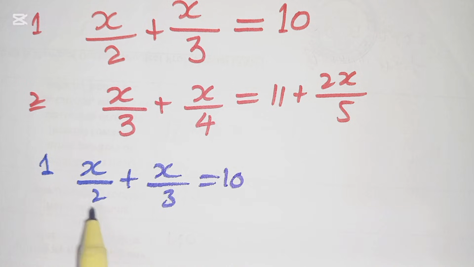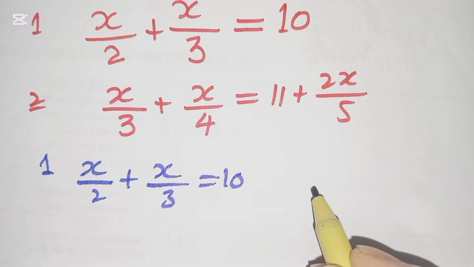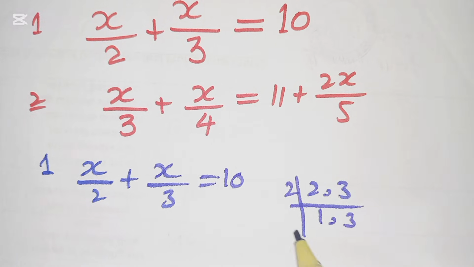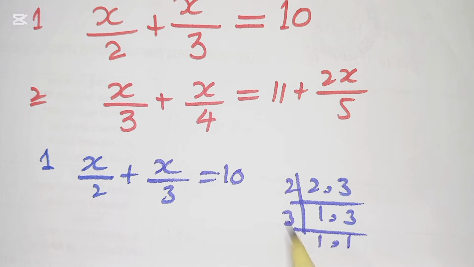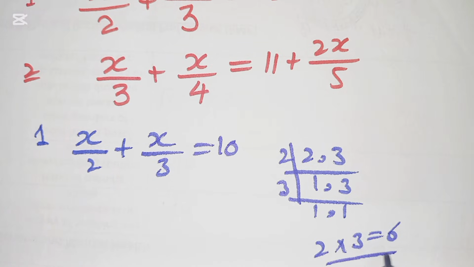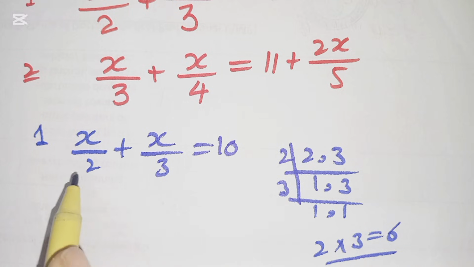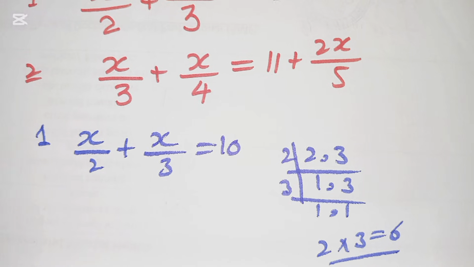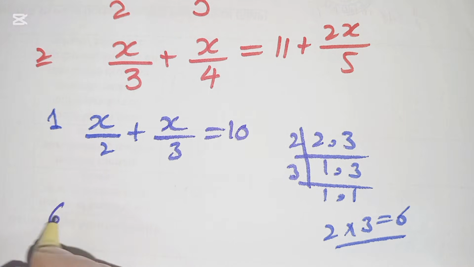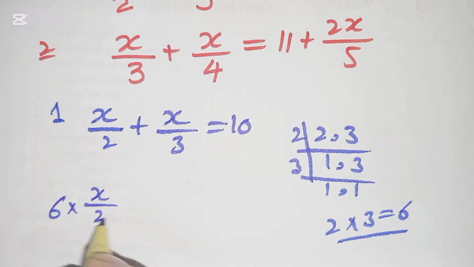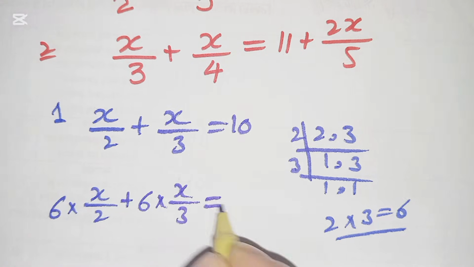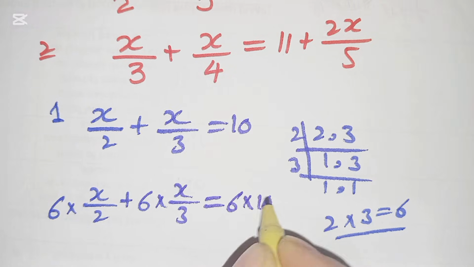Now here we take the LCM of 2 and 3, and 2 multiplied by 3 is equal to 6. So we multiply 6 on both sides. Now we have 6 multiplied by x over 2, plus 6 multiplied by x over 3, is equal to 6 multiplied by 10.